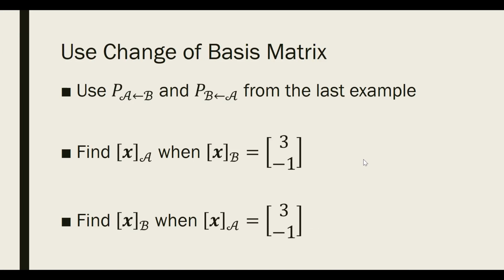We can say, for instance, let's find a vector written with respect to basis A if that vector written with respect to basis B is 3, negative 1. And do the exact same with the opposite. If a vector is written with respect to basis A as 3, negative 1, what would the vector be written with respect to basis B? Go and push pause on the video and then solve those questions.